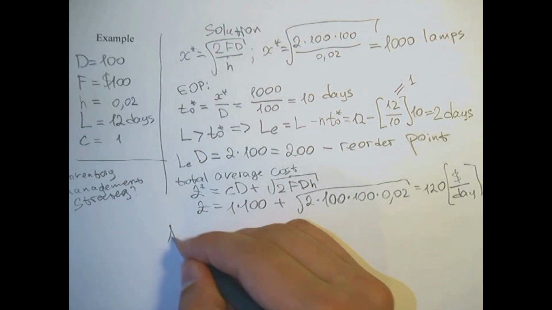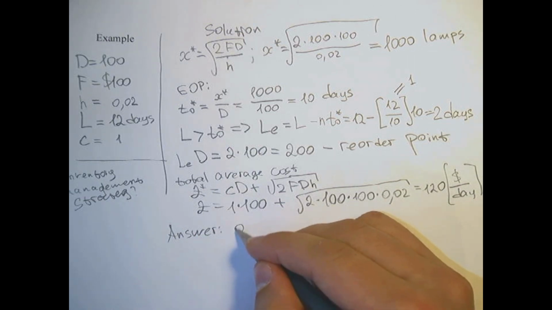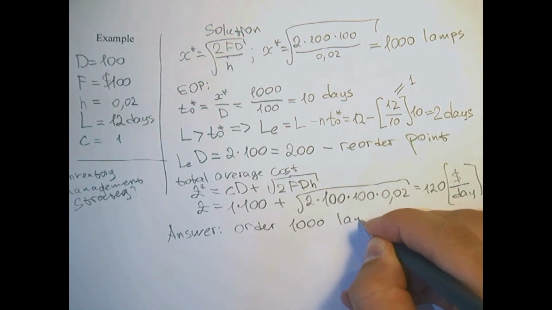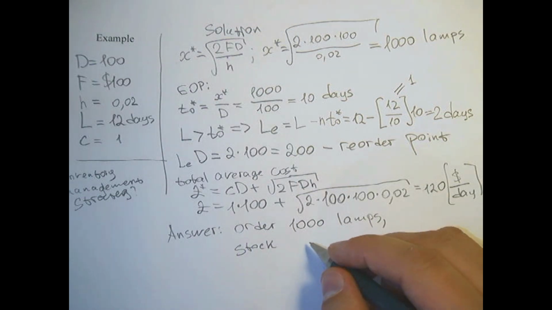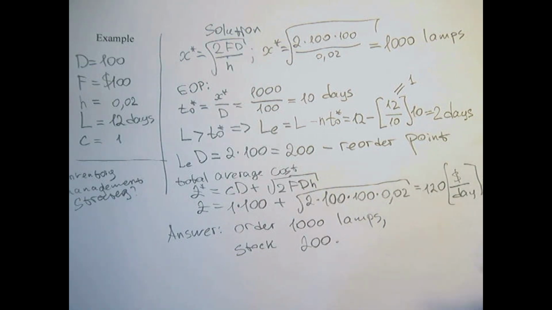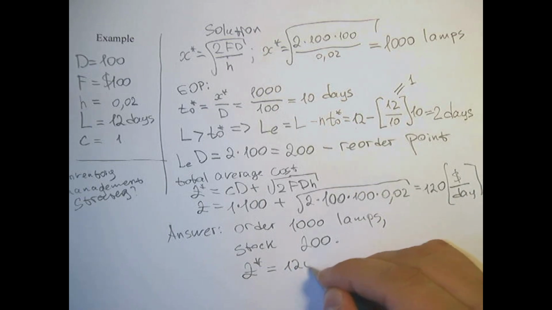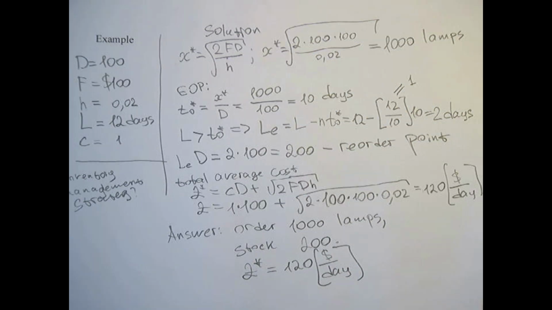So the answer is the following: order 1000 lamps when our stock approaches 200 lamps, and the corresponding cost is $220 per day. This example is over, and let us continue with the example in Excel.